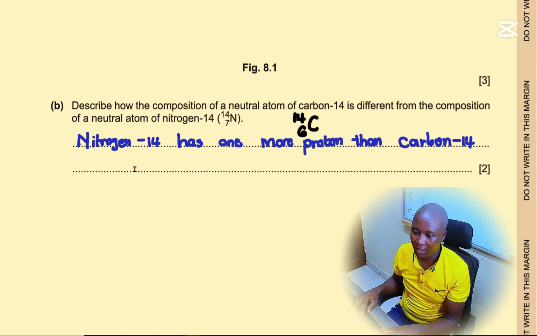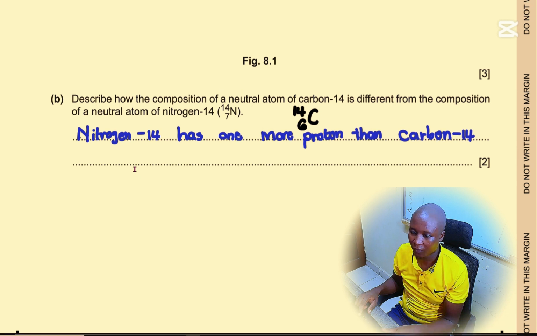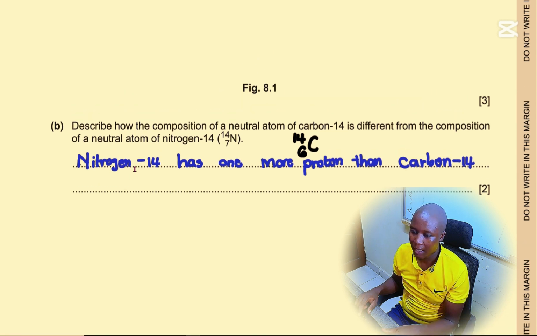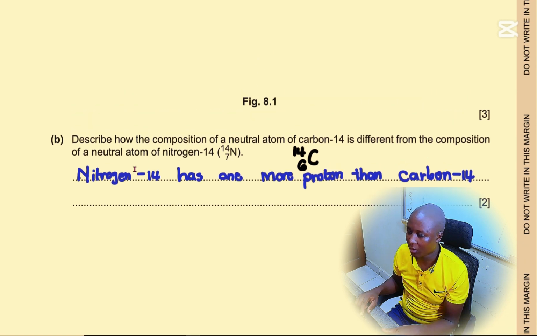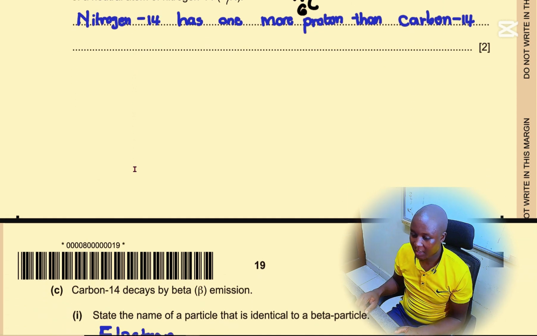Moving further, describe how the composition of a neutral atom of carbon-14 differs from the composition of a neutral atom of nitrogen-14. Nitrogen-14 has one more proton than carbon-14, even though they have the same nucleon number.